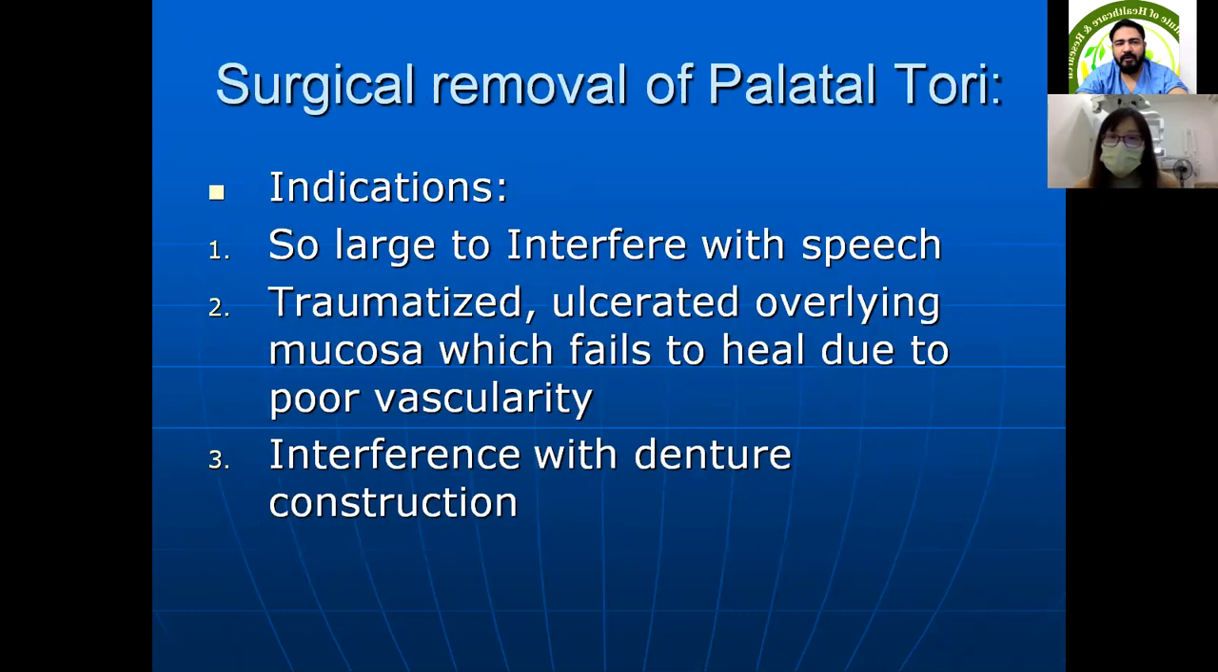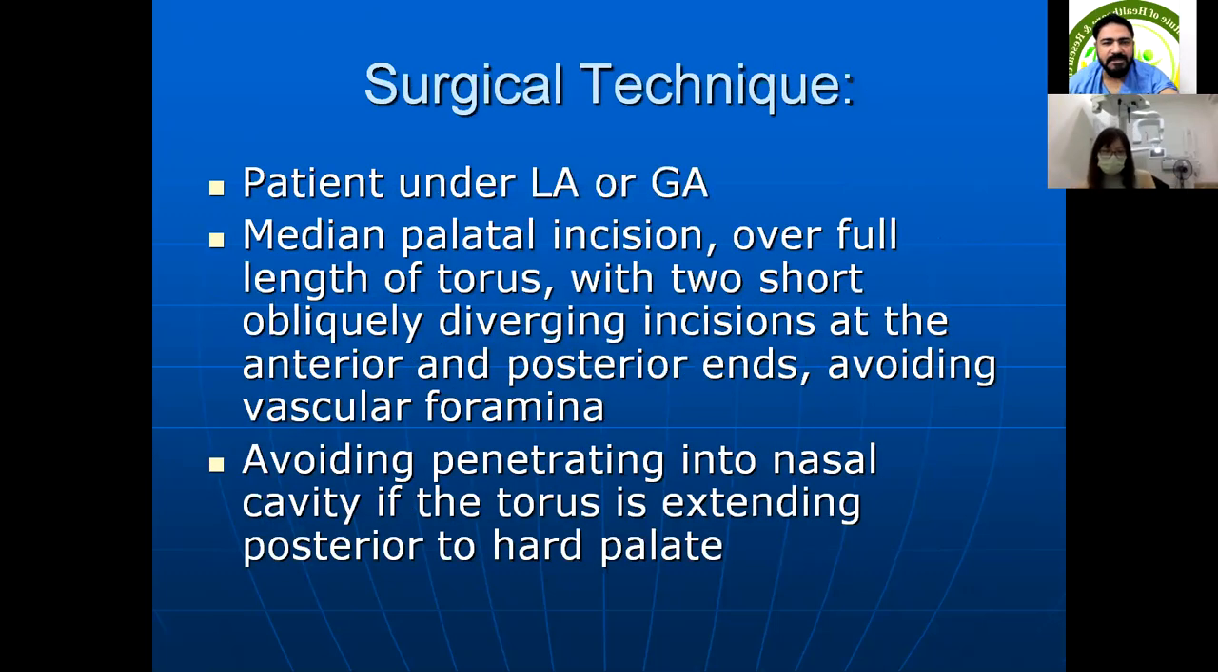For surgical removal of palatal tori, the indications are when it is so large as to interfere with speech, when there is traumatized ulcerative overlying mucosa which fails to heal due to poor vascularity, because the torus has poor vascularity, and interference with denture construction. In all these three indications, we have to nibble it down or remove the torus. For the surgical technique, the patient is taken under local or general anesthesia. If the patient is not cooperative, you have to take them under general anesthesia. Sometimes people gag since it is the palate, and they have vomiting sensations.